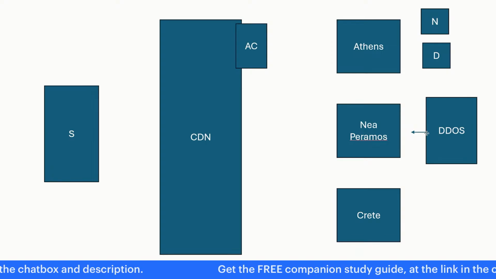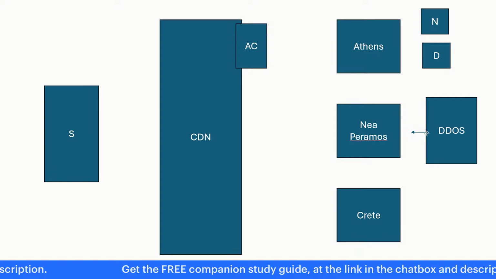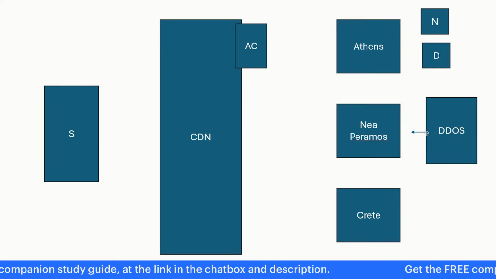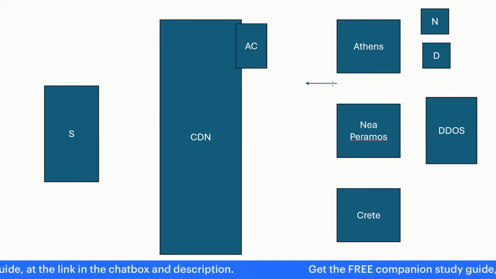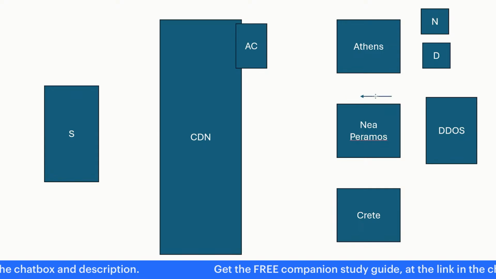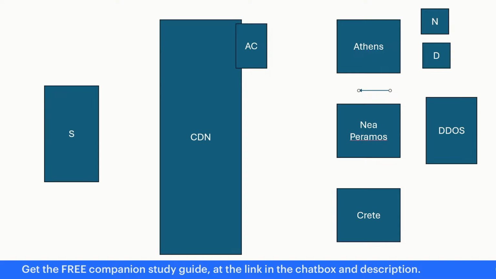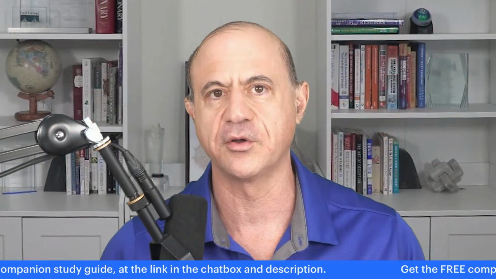So I hope that makes sense why we use content delivery networks. It enhances scalability. It enhances performance by reducing latency. It decreases server costs. It decreases the wide area network transfer costs in many cases, and it helps protect against DDoS attacks. So all in all, big wins for content delivery networks.